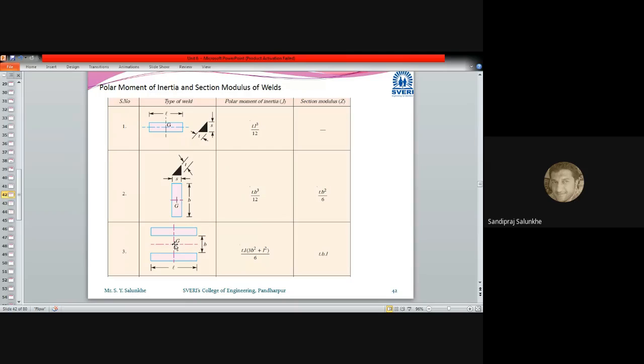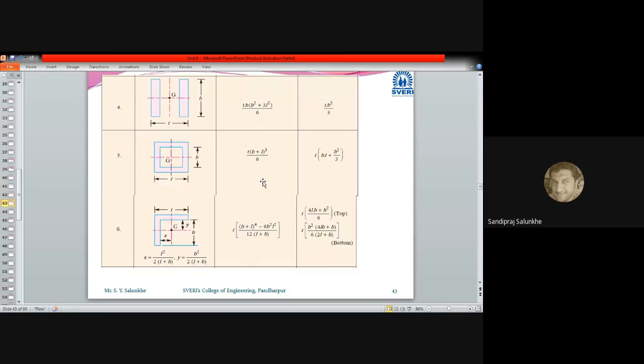About the CG. Now these are what we can call regular shapes. But if the shape is irregular, then it is difficult to calculate this CG. For that, you have to divide that irregular shape into regular shapes, and then first you calculate the CG, and afterwards the polar moment of inertia.